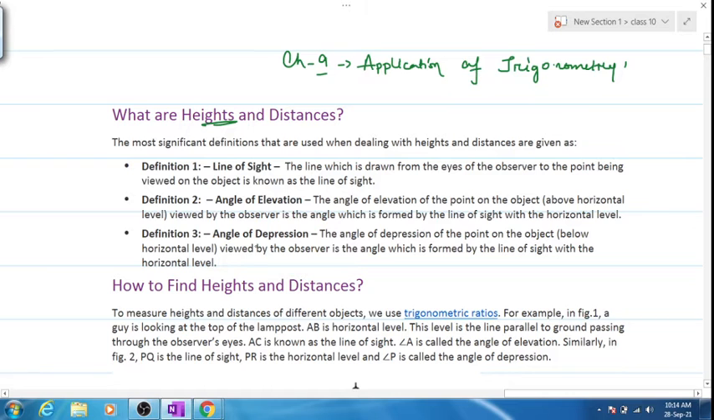There are a few terms which we have to keep in mind when we do heights and distances. First is line of sight. It's the line drawn from the eye of the observer to the point to be viewed. If you are looking from here to here, this is your line of sight. Is it clear?